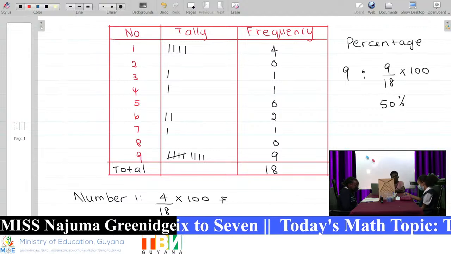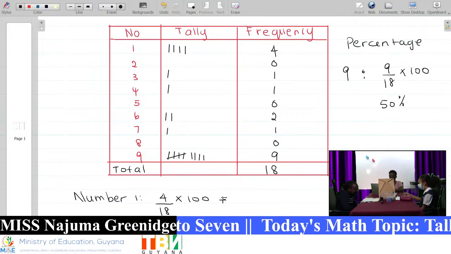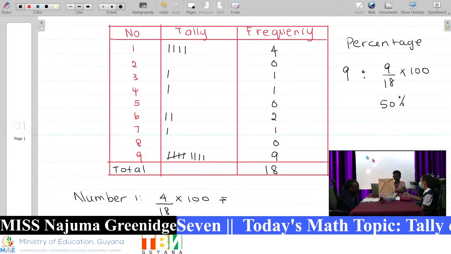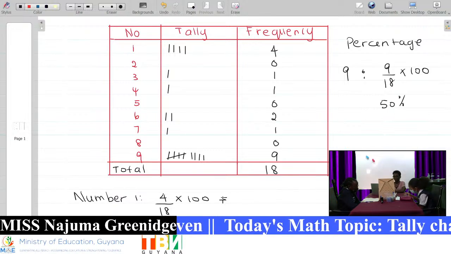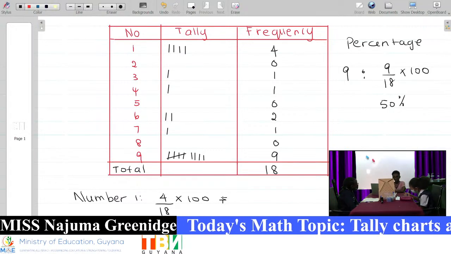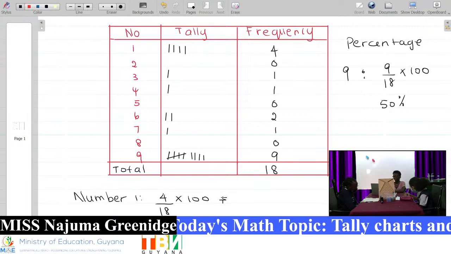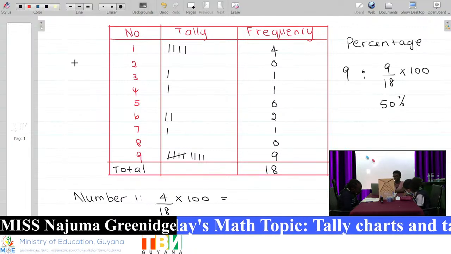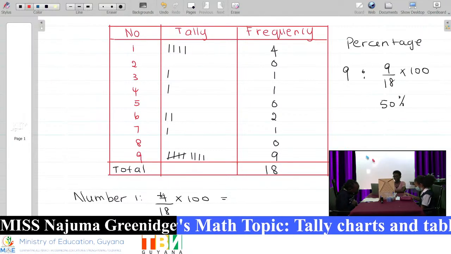I'm not sure my answer is correct. I got 22.2%. You got the same thing? Yeah. Alright, let's see. You can cancel here. We're not penalizing you.